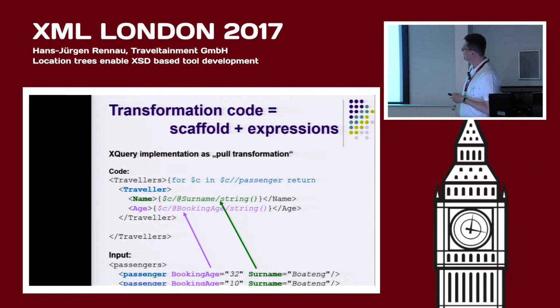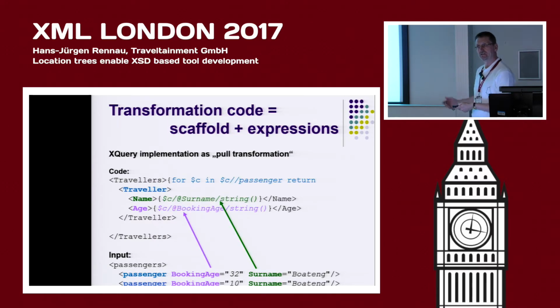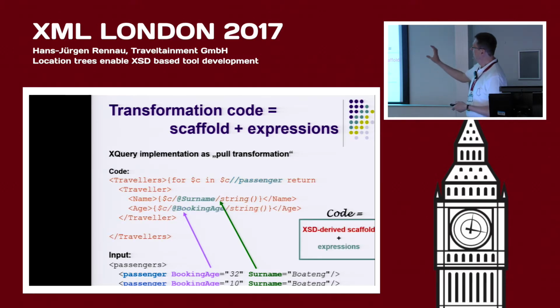And as a matter of fact, what you see here is the transformation code, and the transformation code looks quite similar to the instance document, or in other words, to the model of the instance document. Observe. It's quite similar. Taking a closer look, you might perceive that the code of this transformation could be read as an XSD-derived scaffold of code into which expressions are embedded.